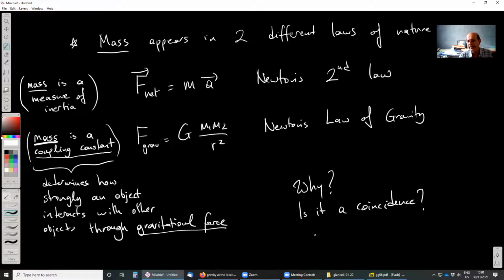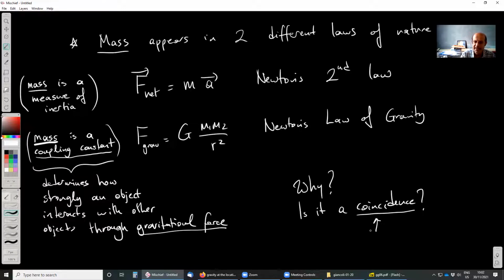So in any case, the idea is this: if the same mass appears in these two different places, there has to be a reason for it, right? There cannot be a coincidence. Basically, there are no coincidences in nature. There has to be a reason for it. Physicists ask how. Yeah, that's the question. So I'm really asking, how is it that these two laws contain the same quantity in there, right?